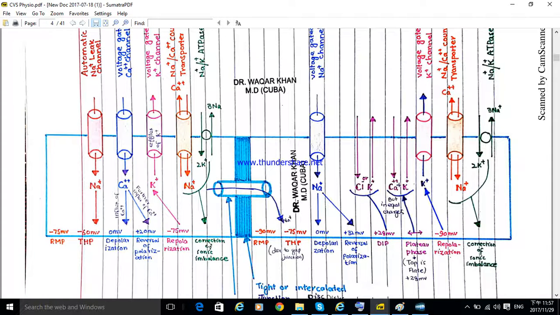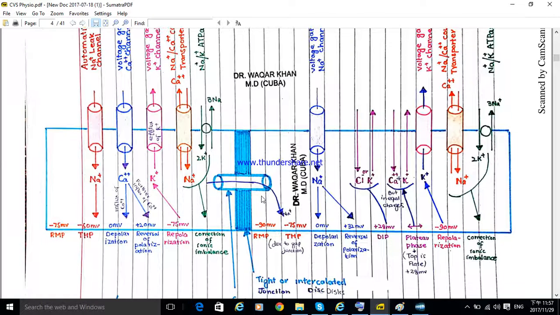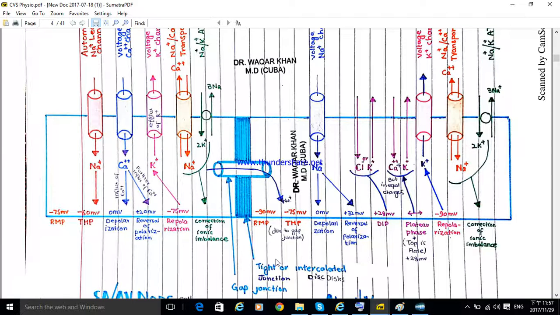Now there is this sodium inside the cell, and because a lot of sodium has come inside the cell, there will be a huge amount of sodium. From the SA node cell to the atrial ventricular myocardium cell, there is a leak channel. It is called a gap junction. You can call it a gap junction or junctional disc.